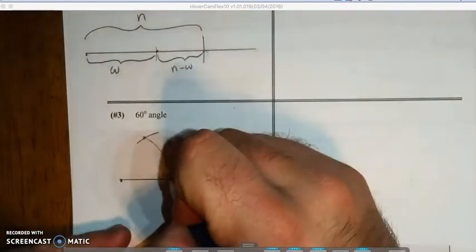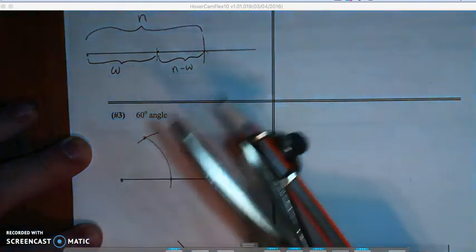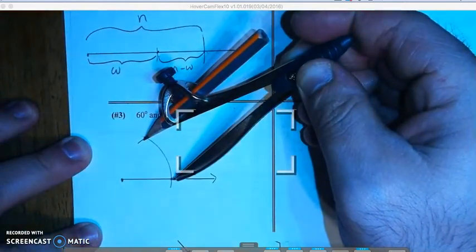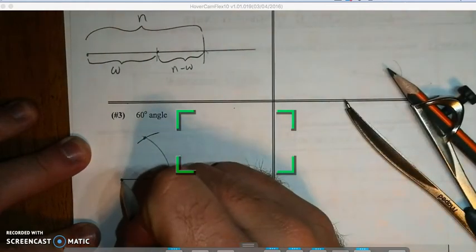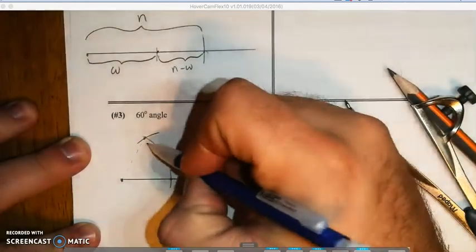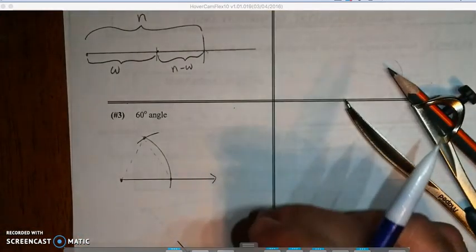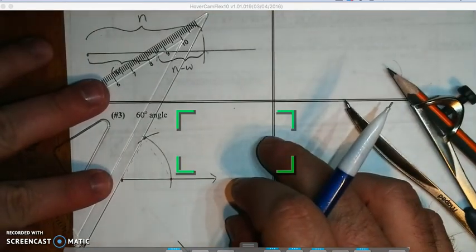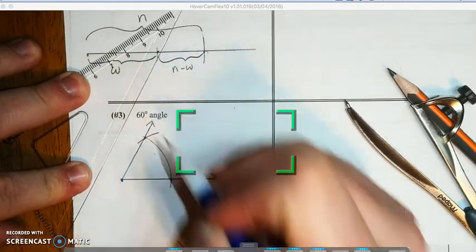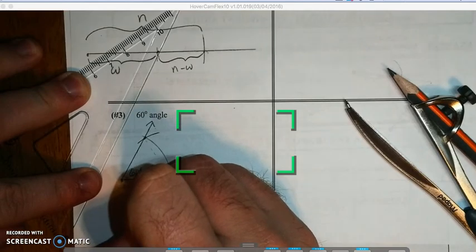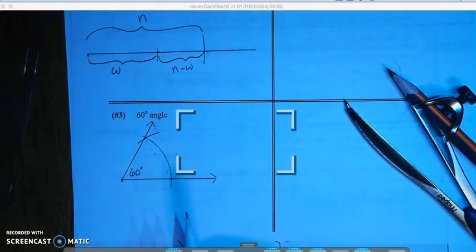But what we just found out is this length and this length and this length are all the same. So basically we have an equilateral triangle. And if it's an equilateral triangle, then we know all the angles are equiangular. So I'm going to come down here and connect this. And I know that this angle has to be 60 degrees because I constructed these lengths to be an equilateral triangle, so it's also equiangular.